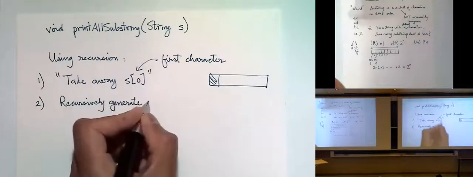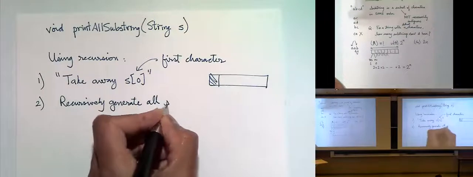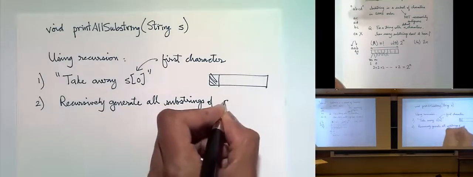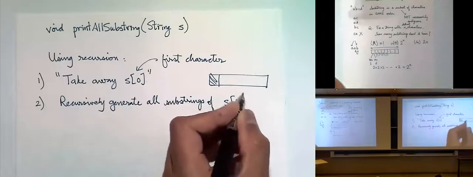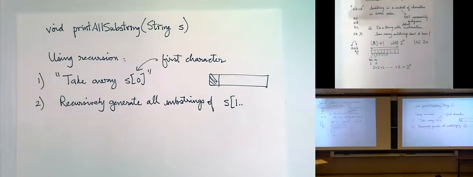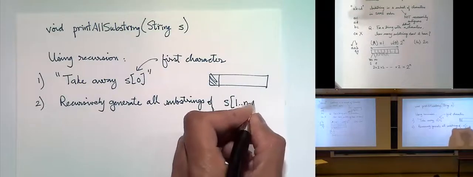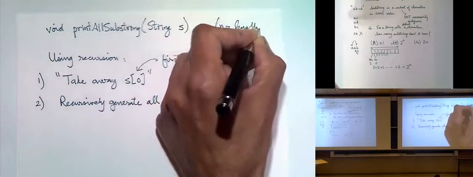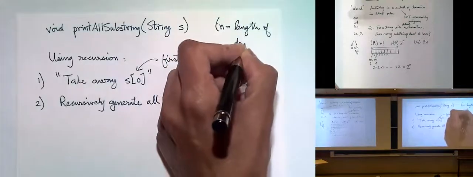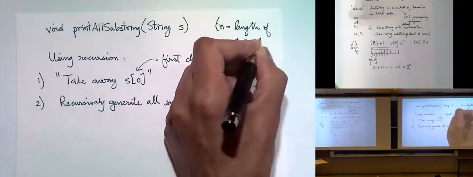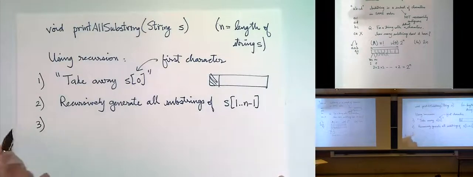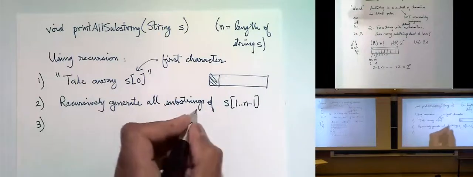Generate all substrings of S going from 1. I'm just going to assume that the length of the string is n, just to keep it simple. So n is the length of the string. Recursively generate all substrings. Like recursively generate and, I guess, print them.